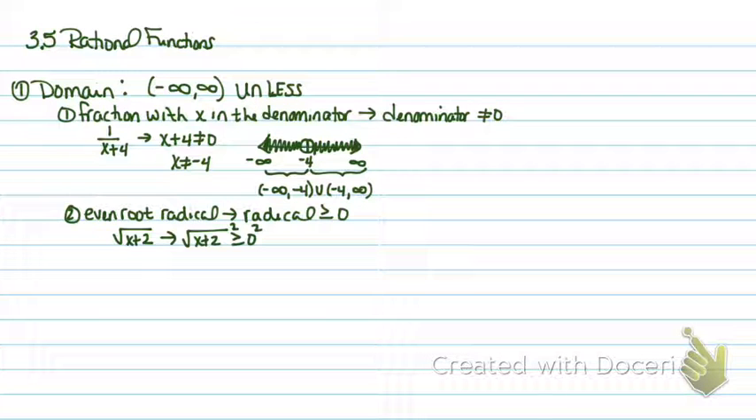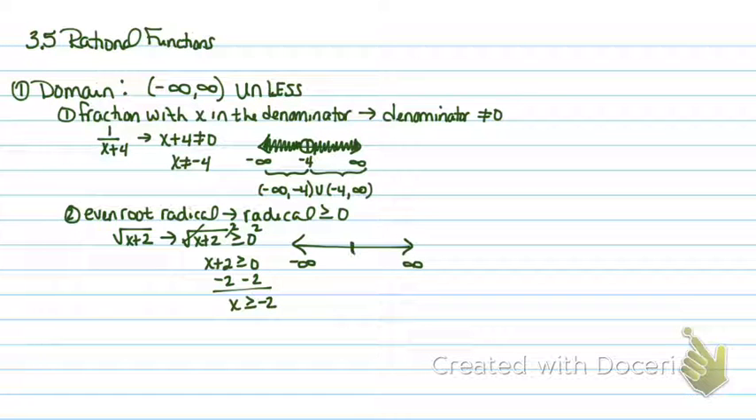So I would square both sides. So I'd have x plus 2 is greater than or equal to 0, subtract the 2, and so we get x is greater than or equal to negative 2. And again, I would use my number line to help me. So I put my infinities and my negative 2 on here. Now we said x is greater than negative 2, so that goes this way, or equal to, so we'd use a bracket. And so I can see right here with my shading that it goes from negative 2 with a bracket to positive infinity, and that would be my domain.